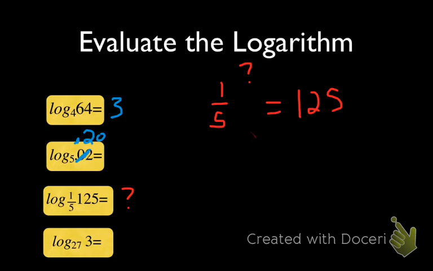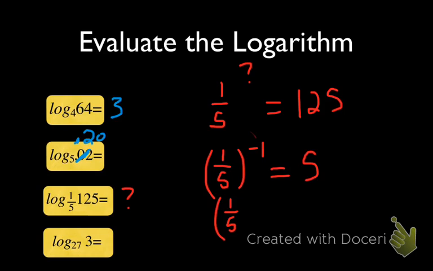All right, so let's check. 1/5 raised to the negative 1. What does that equal? 5, right? That just means we flip the fraction. 1/5 raised to the negative 2. What does that equal? 25, right? It's 1 over 25, but then flip that, so it's 25.